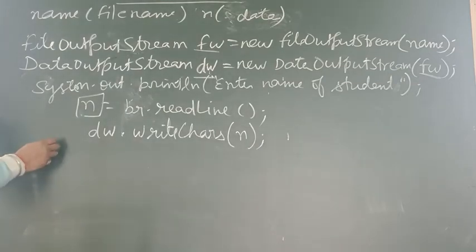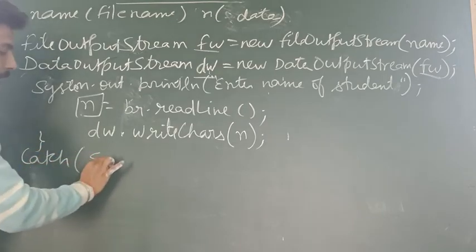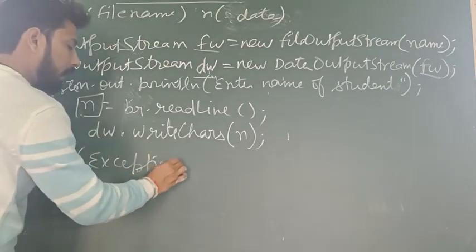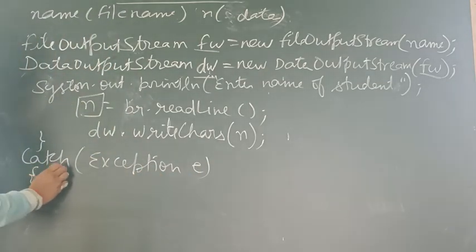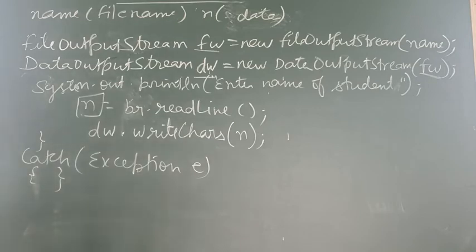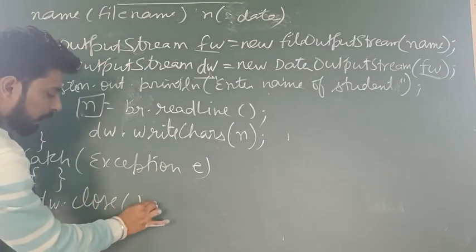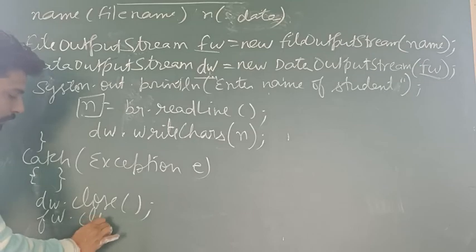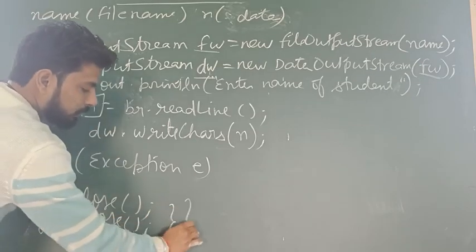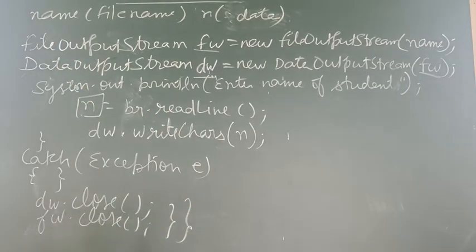Correct? After that, your try will be closed here. Then catch, Exception e, catch open, catch close. There is nothing to write, or if you want to write anything, then you can write. Okay. After that, your dw and fw will be closed. So dw.close and your fw.close. Main close, your class will be closed here. So this is the program by which we can write our data into a binary file.